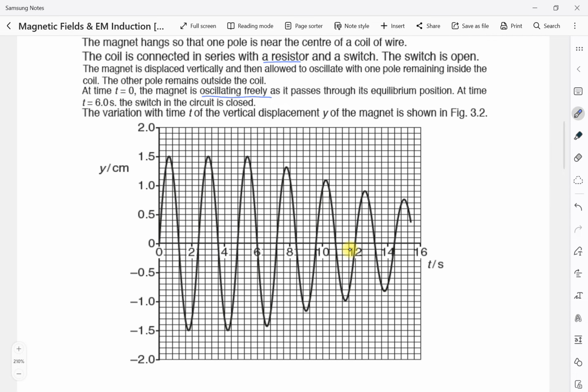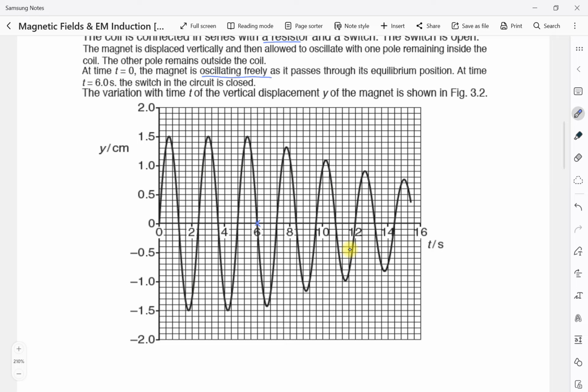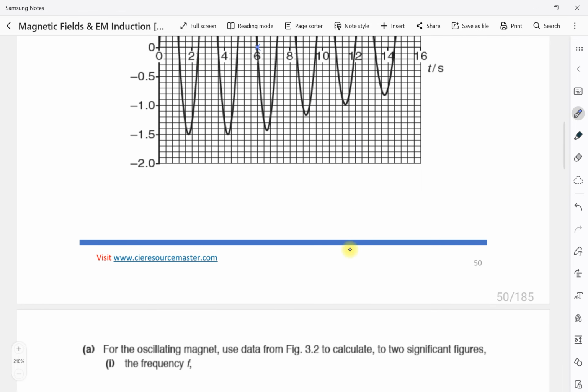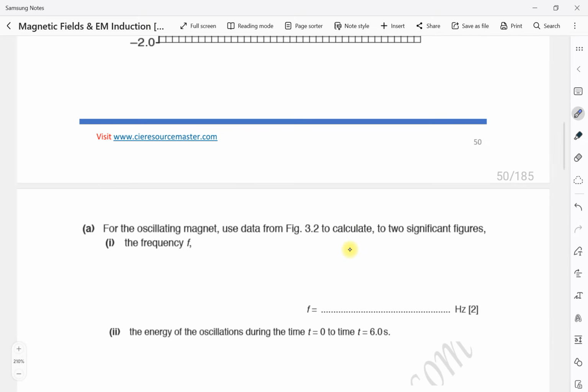The variation with the time t of the vertical displacement y of the magnet is shown. So at 6 seconds, when they close the switch, we see that the amplitude of oscillation now starts decreasing. In other words, there is damping, and the damping is actually light damping here, because you see that the amplitude decreases gradually. Initially, it was free oscillation because the amplitude was constant, it was 1.5 centimeters. And after 6 seconds, when they close the switch, it now decreases. That means now the energy of oscillation is being lost or dissipated, which is making the oscillations die out.